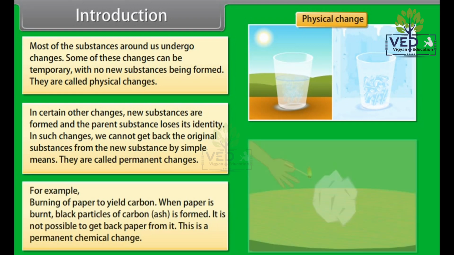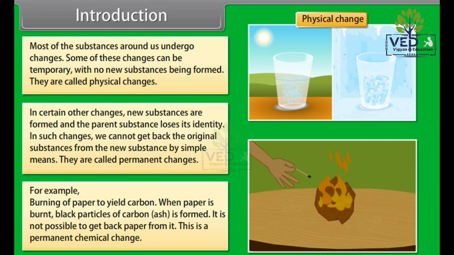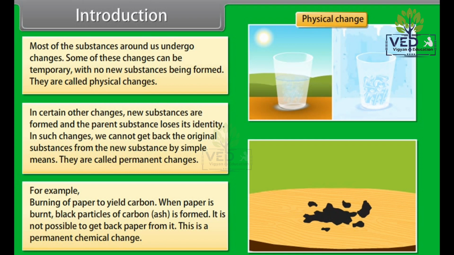For example, burning of paper to yield carbon. When paper is burnt, black particles of carbon ash are formed. Now it is not possible to get back paper from it. This is a permanent chemical change.